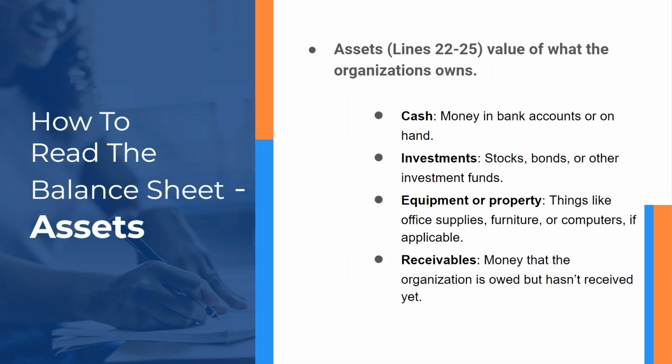So let's look at how we're going to read the balance sheet. Again, assets are the value of what the organization owns, such as cash, which is money in the bank, accounts or on hand. Investments, such as stocks, bonds, or other investment funds. Equipment or property, things like office supplies, furniture, or computers, if applicable. And receivables, which is money that the organization is owed but hasn't received.